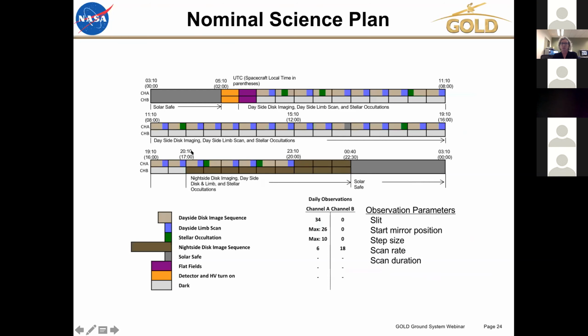Then beginning at 2010, Channel B transitions to taking night side disk scans and performs that until we need to enter solar safe mode again at 0040. Channel A continues to take dayside disk and limb or disk and occultation observations until 2310, at which point it transitions to taking night side observations.